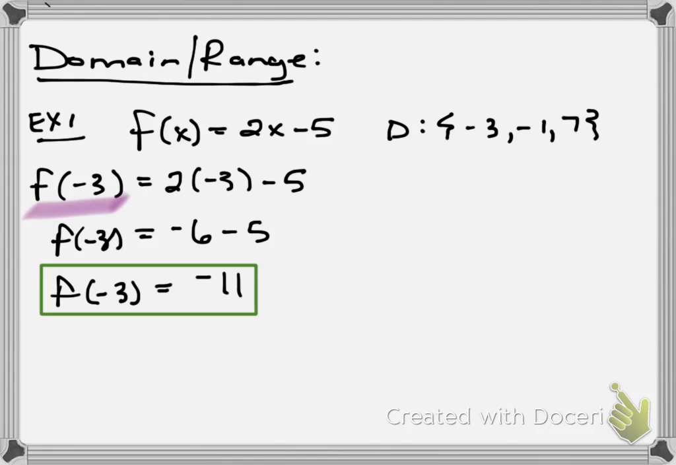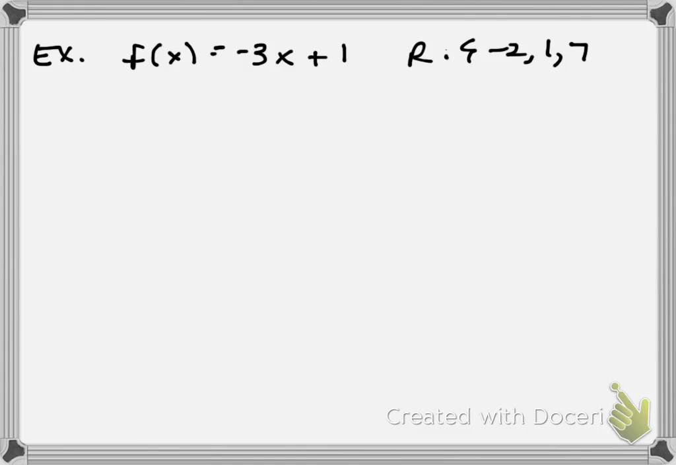Okay, let's look at another example. Now, we're not changing a whole lot. Very similar concept to what we just did. Now, if I'm given f of x equals -3x plus 1, if I'm given the range now, this becomes slightly more challenging, of -2, 1, and 7.